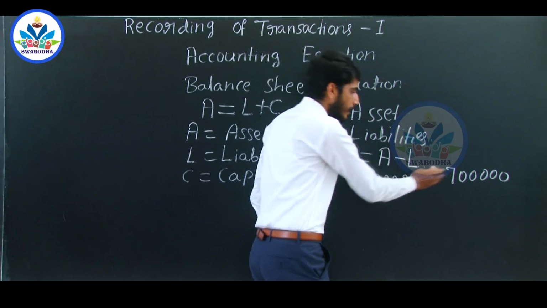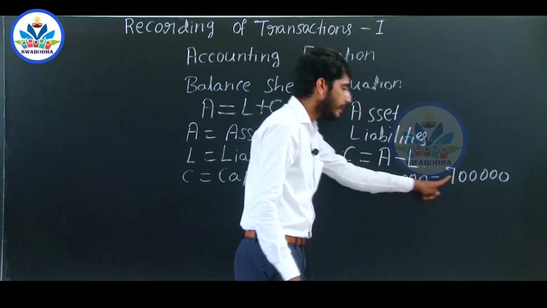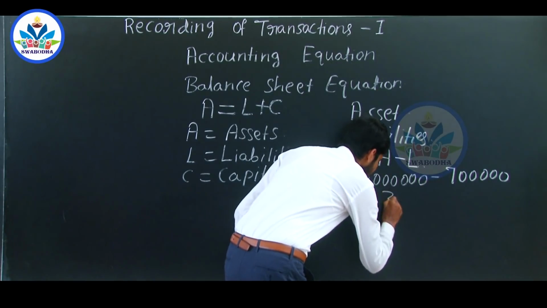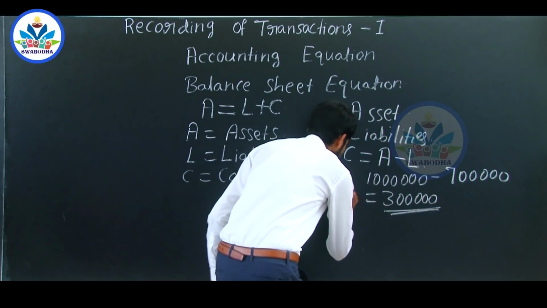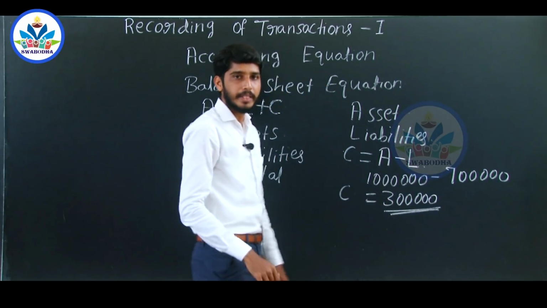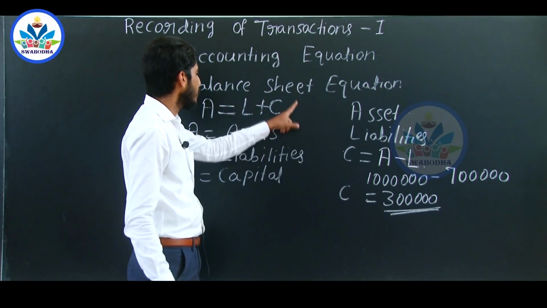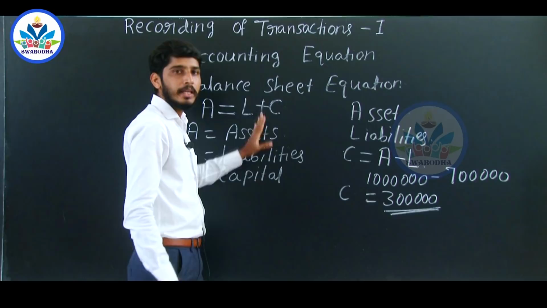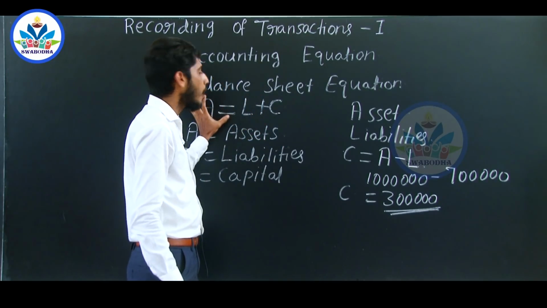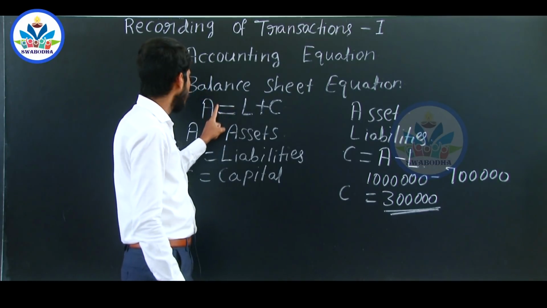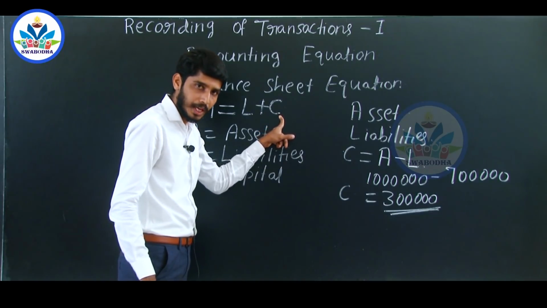From your assets, you deduct your responsibilities or the liabilities, 10 lakh minus 7 lakh, the remaining balance is 3 lakh rupees. So, this 3 lakh rupees is the amount of capital. In the same way, any missing figure or any missing component in the balance sheet can be easily found out by using the accounting equation. If they are given the value of asset and liability, you have to find out the value of capital.